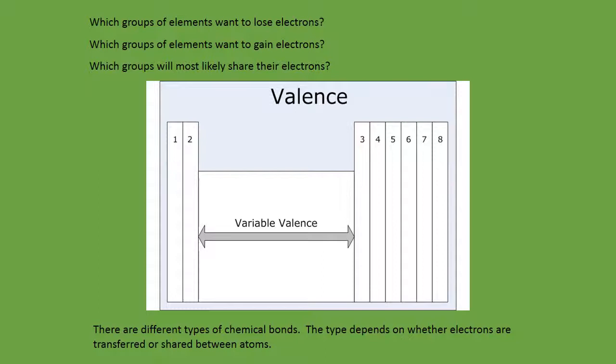There are different types of chemical bonds based on whether the valence electrons involved are transferred from one atom to another or shared. Depending on the type of bond holding together, the compounds will have different properties.